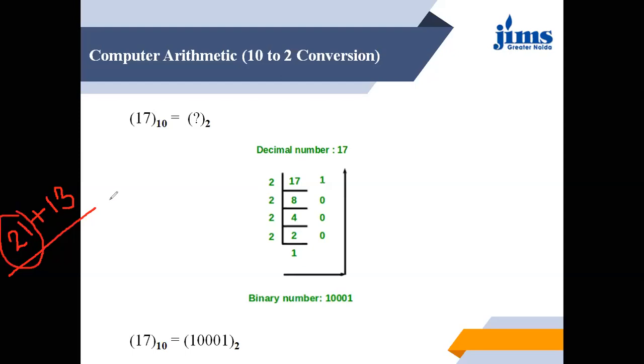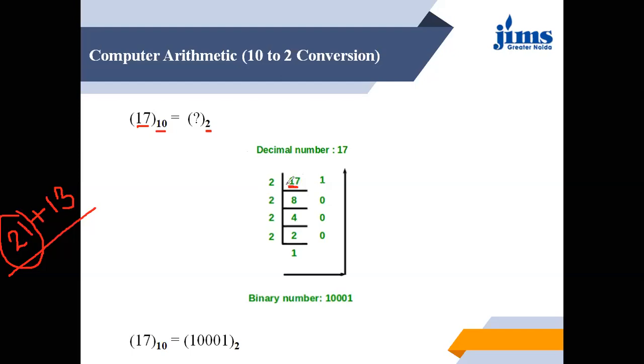The way to convert a decimal number to a binary number is as follows. This is 17 in decimal, and we have to find the binary equivalent of 17. So first we write 17 as it is, the number that is given, and divide it by 2.